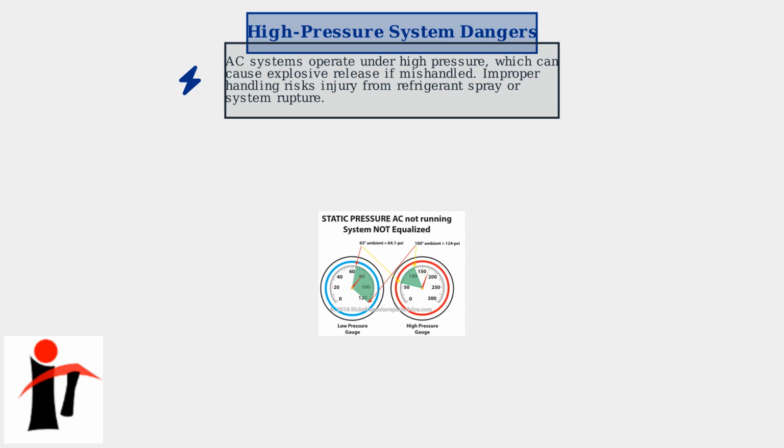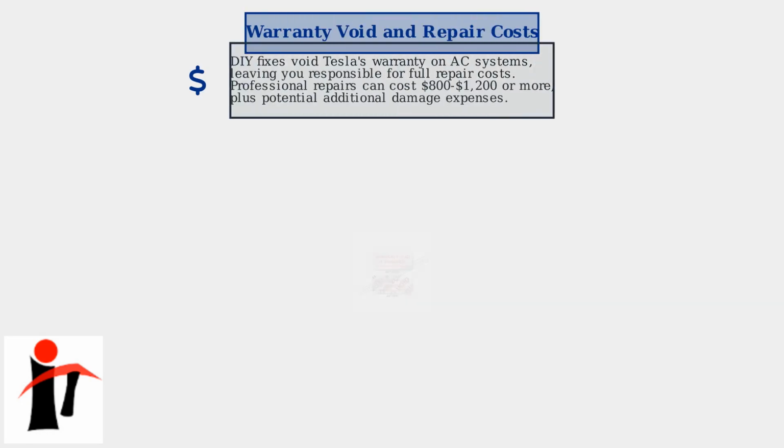damage, or system rupture. Performing DIY repairs on your Tesla Model 3's AC system voids the manufacturer's warranty. This means you'll be responsible for the full cost of any subsequent repairs, which can range from $800 to $1,200 or more, in addition to the expense of fixing any new damage caused by improper handling.